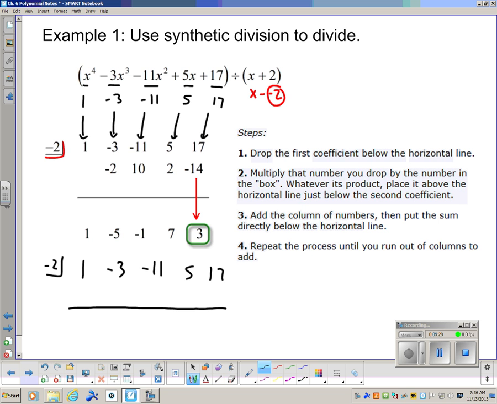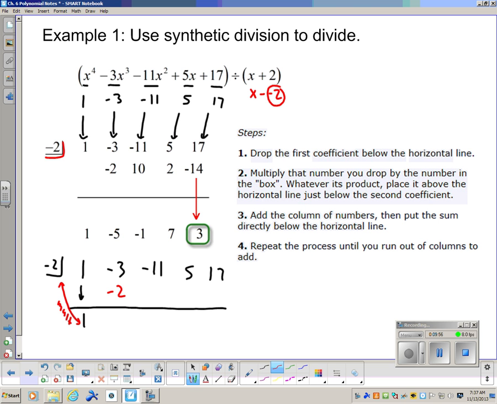What you're going to do is this first number here is going to drop straight down. Okay, that's what it says. Number 1 there says drop the first coefficient below the horizontal line. I did that. I brought the first number down. Then you're going to multiply the number you dropped by the number in the box. So I just dropped 1 there, so I'm going to multiply these two together. So 1 times negative 2 here is negative 2.